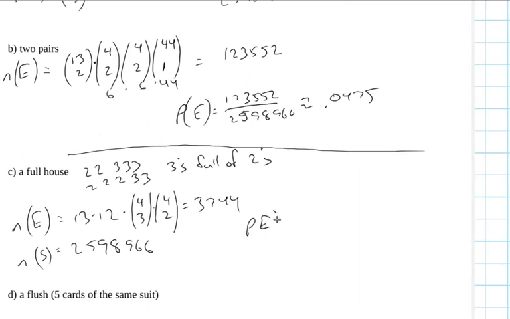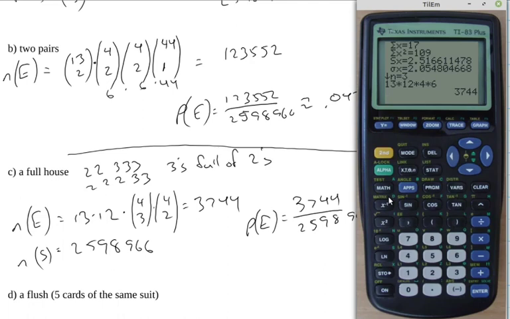So the probability of getting a full house would be 3744 out of 2,598,960, which is approximately 0.00144.